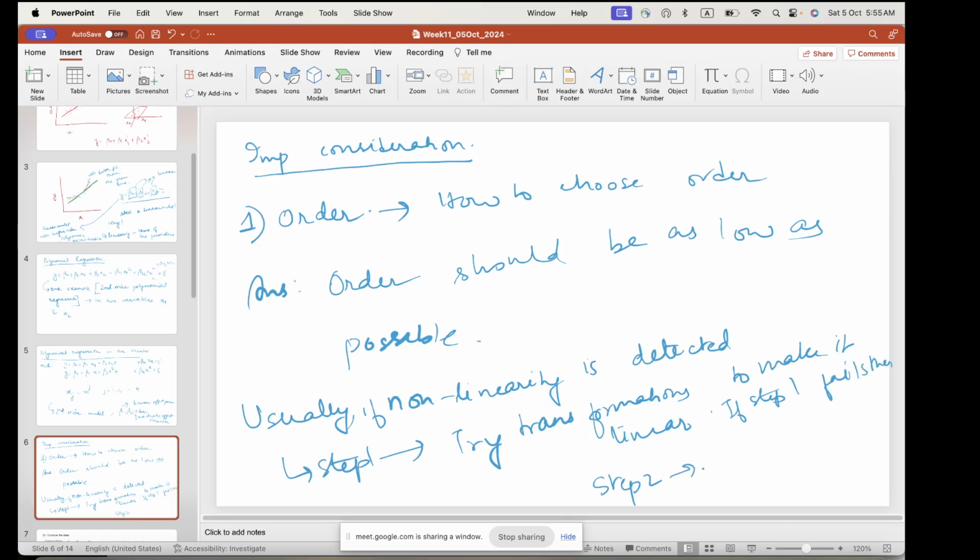Okay, so if step 1 fails, then we'll go to step 2. Then we'll fit a polynomial regression with k as low as possible.